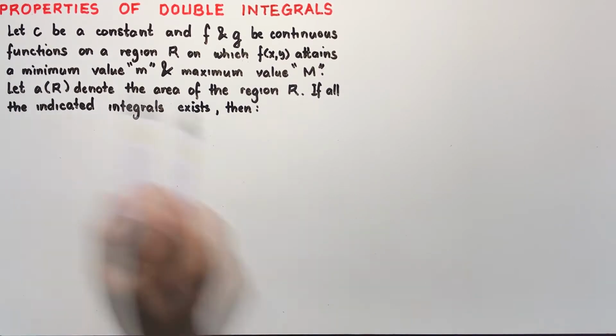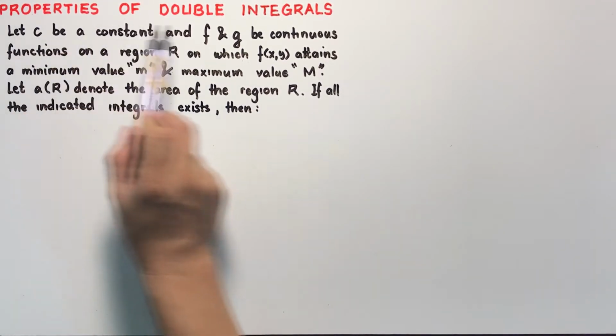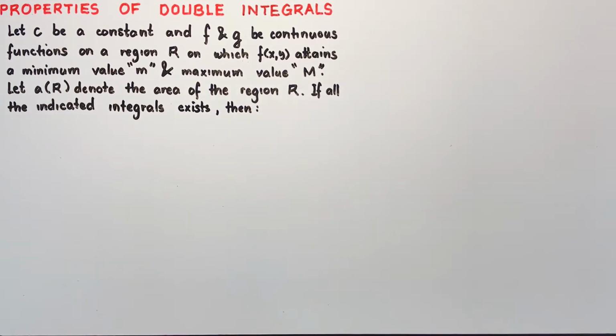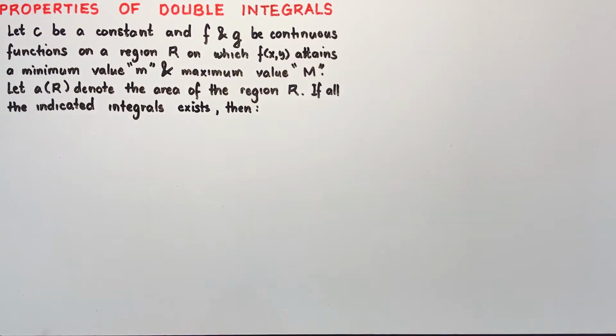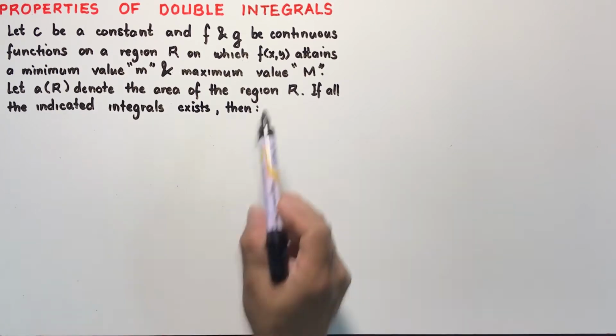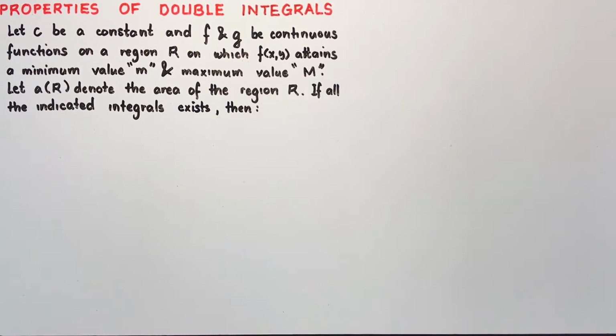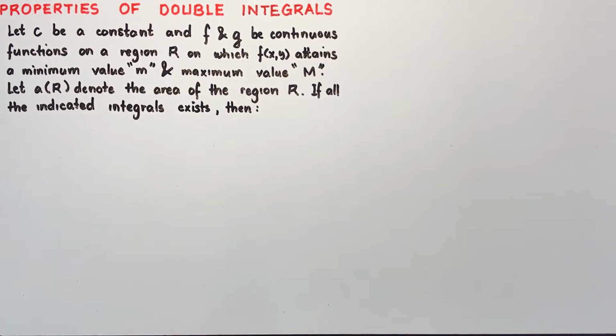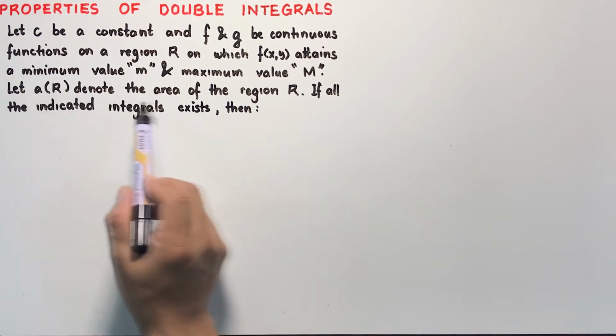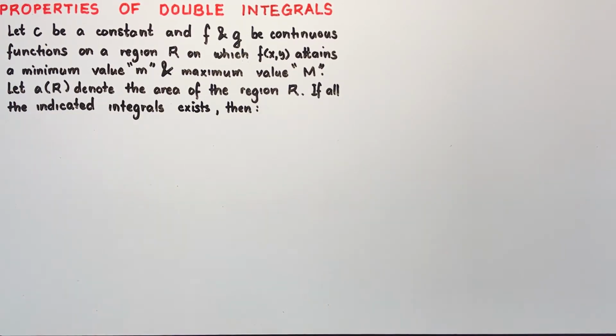So at this point, allow me to present to you the properties of double integrals. Let C be a constant and the functions f and g be continuous functions on region R, on which the function f of x and y attains a minimum value small m and the maximum value capital M, and let A of R denote the area of the region. If all the indicated integrals exist, then the following properties are true.